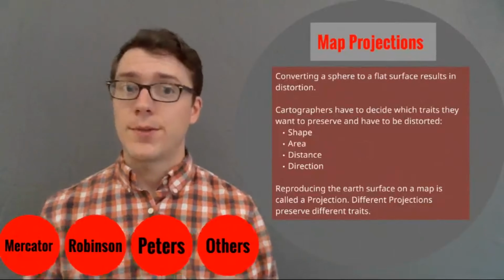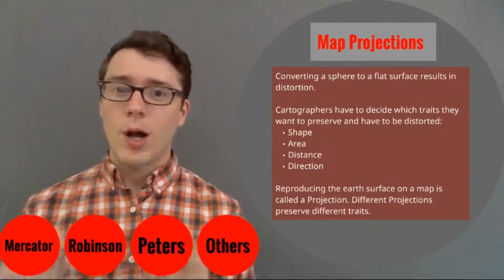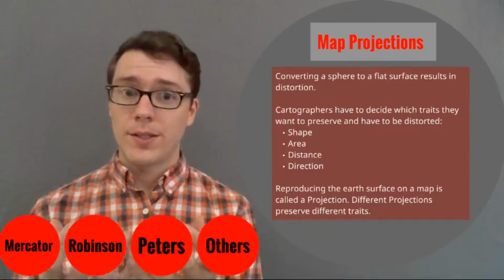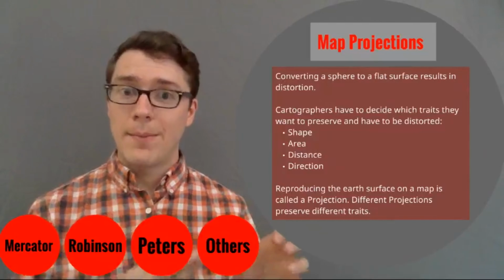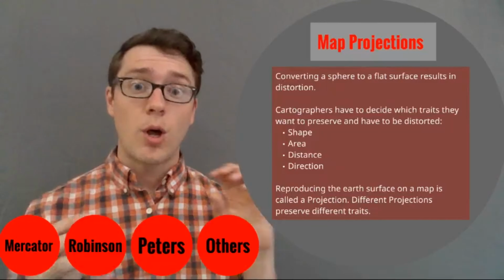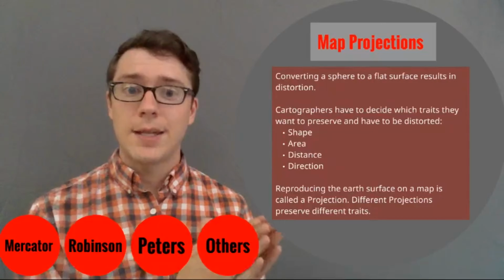So we've talked about all of the types of maps, but now we need to think about when cartographers are making their decisions. They have to decide how they're going to take a 3D surface and turn it into a flat map. And when you do that, that's called a projection. When you project the Earth's surface onto a flat surface, that is a projection.